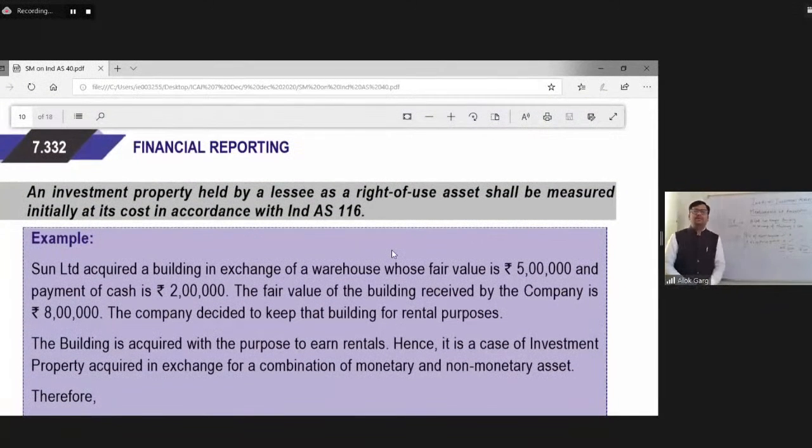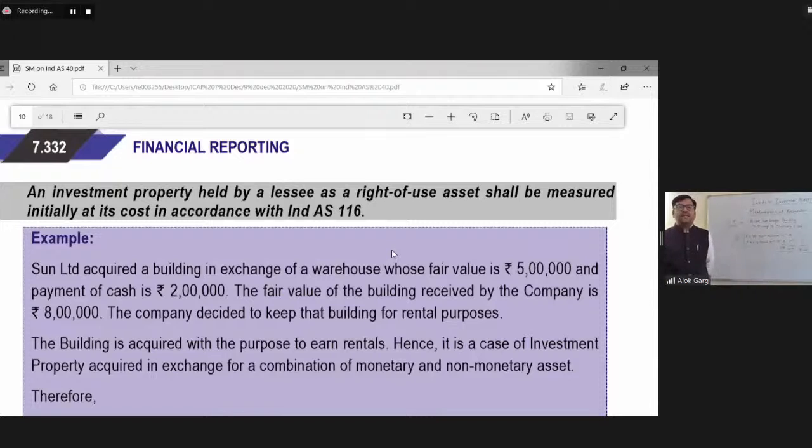Sun Limited acquired a building in exchange of a warehouse whose fair value is 5 lakh. So friends, are you able to see this institute study material, page number 7.332? Purushottam, your query will be answered after this example. So you will get your answer. Whatever you are asking is part of this particular example.